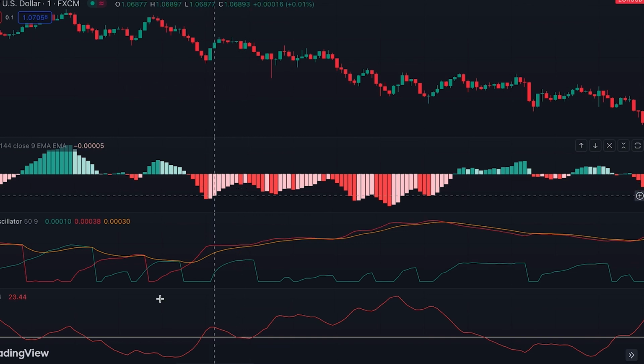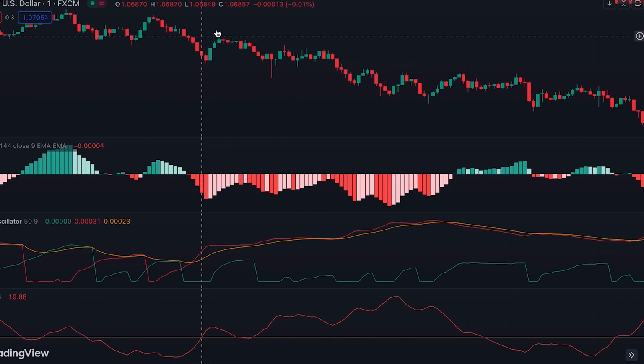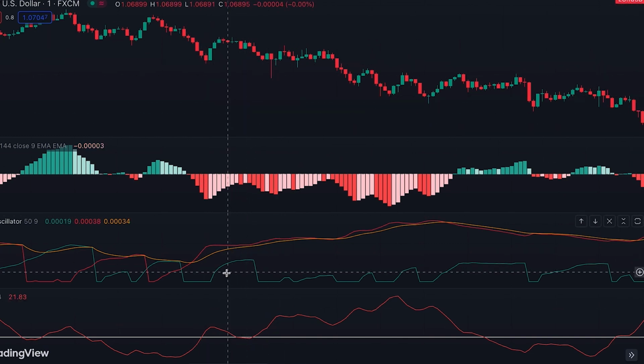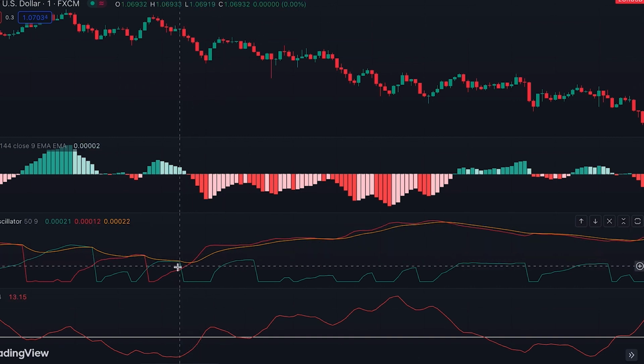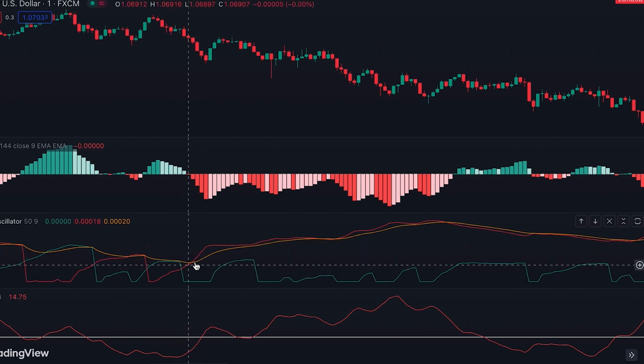If you're familiar with the Andean oscillator, you know that when the red line is above both the green and orange lines, it shows formation of a downtrend. And on the other hand, when the green line is above the other two, it shows advancing of the price. In this strategy, we wait for the times that the green line or red line crosses above the orange line. For example, here you can see that the red line crossed above the orange line.